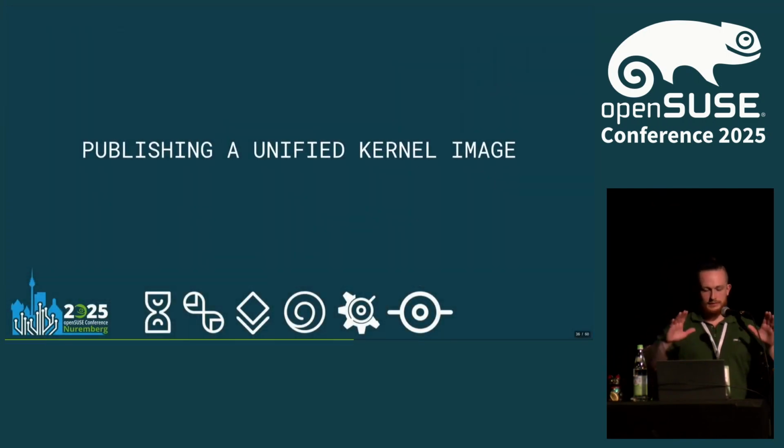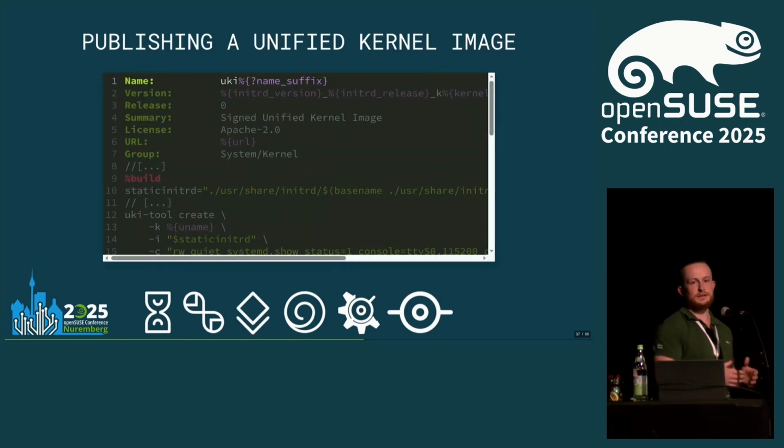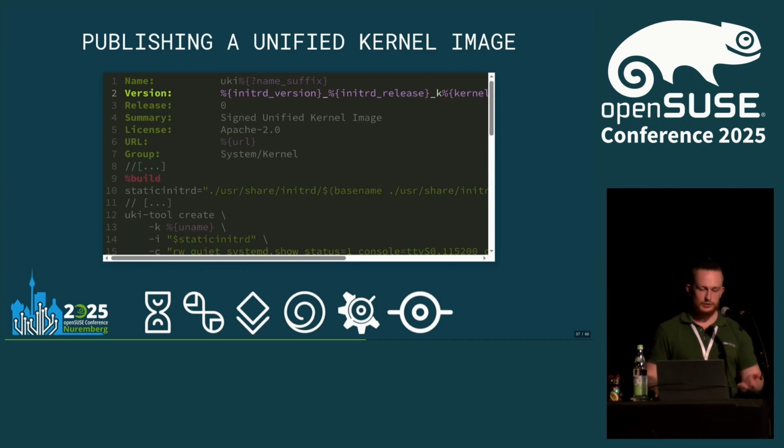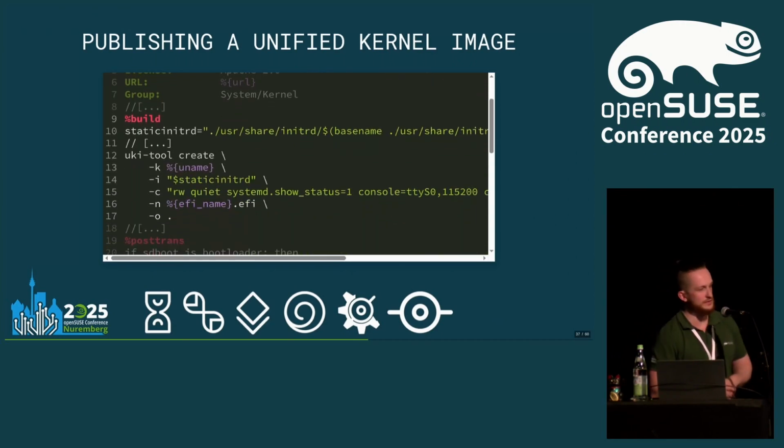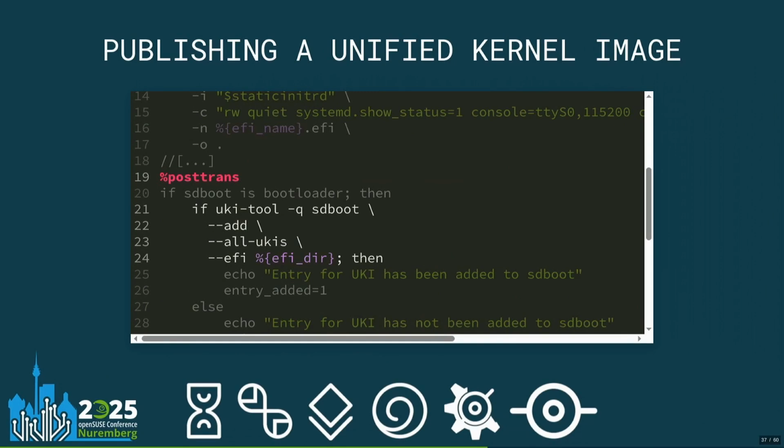So now that I have the right tool, I will be able to build and publish my Unified Kernel Image. As for the static initrd, I have created RPMs using a spec file. The RPM packages will be called UKI. They will follow the static initrd versions and the kernel versions to know where they come from. In the build section, I call the UKI tool create command. And what we wanted to have is something like the kernel package.